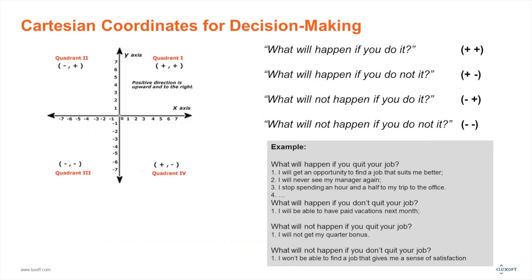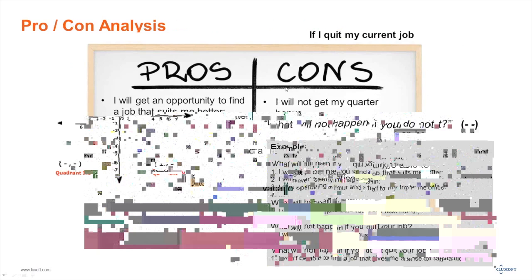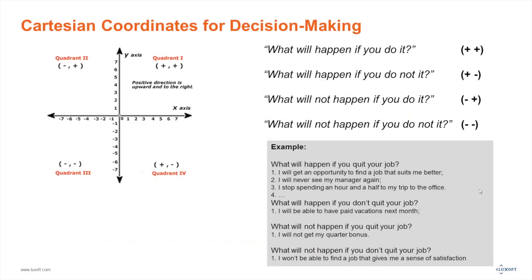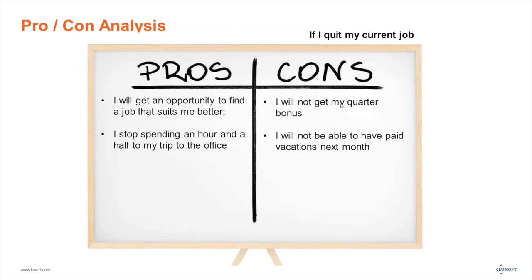As with the previous technique, Cartesian coordinates, this pro-con analysis can be used for individual thinking facilitation and for group thinking facilitation. So you can use these techniques for yourself and for the group. And again, you can use them as separate techniques, or as a tandem, one after another. First, gathering some information with Cartesian coordinates, and then doing pro-con analysis of the situation.